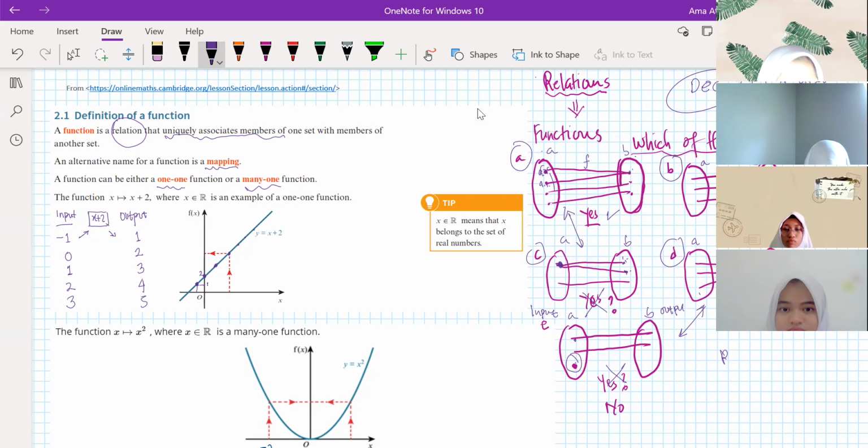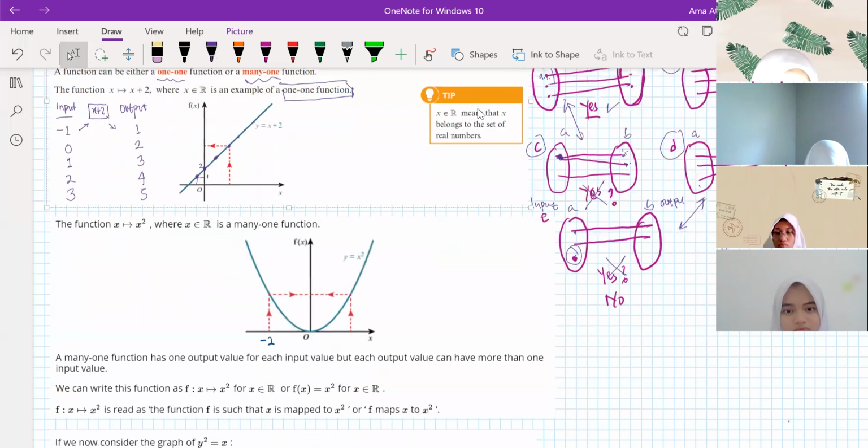No input here will give the same output. So this is what we call a one-one function: one input, one output. All right, now let's have a look at the second diagram.